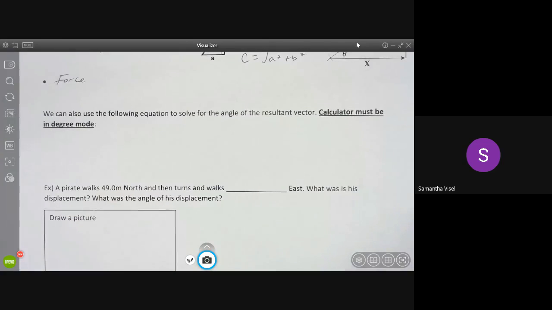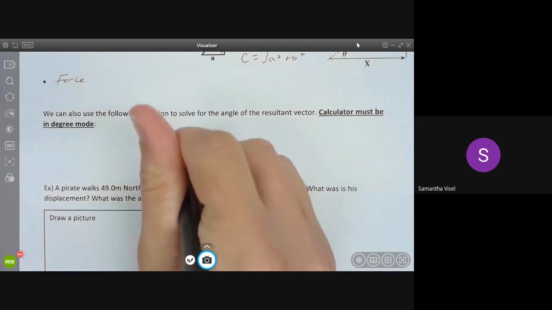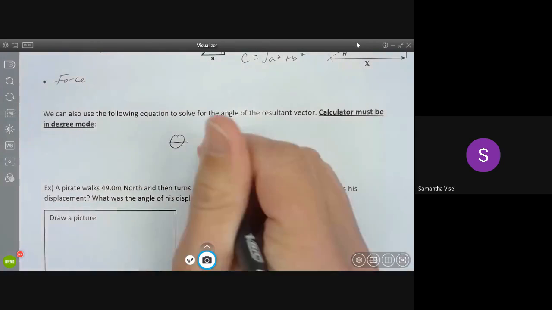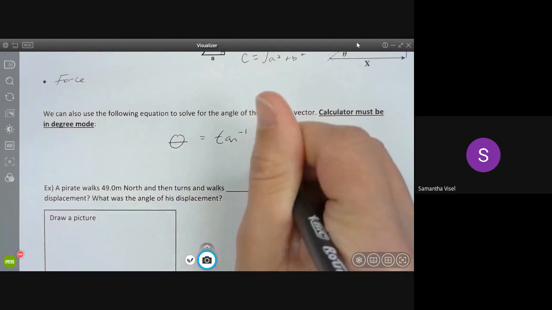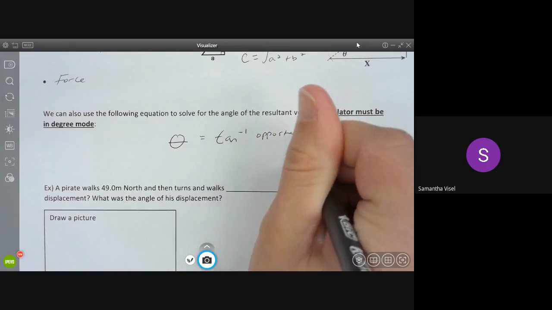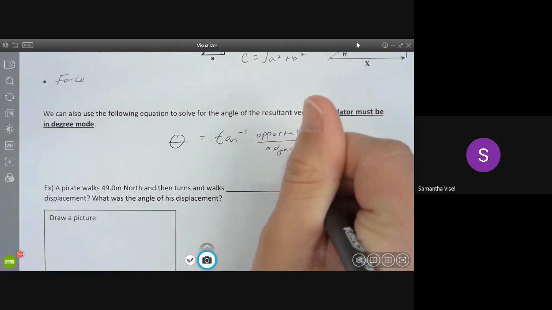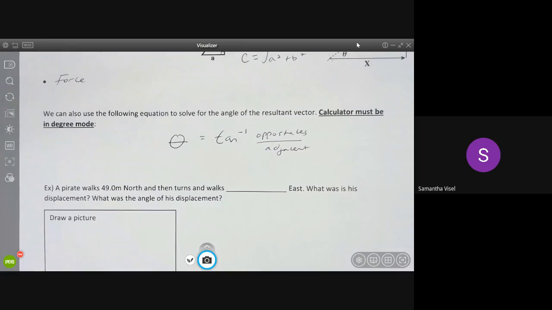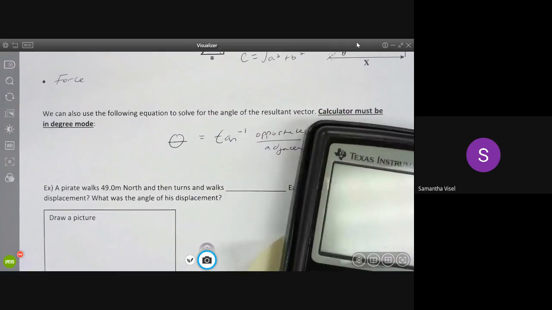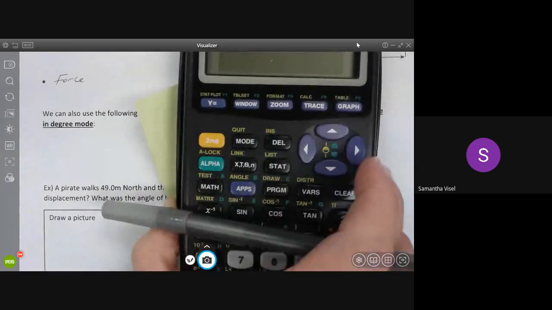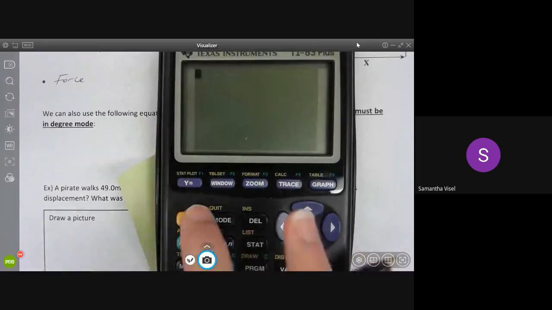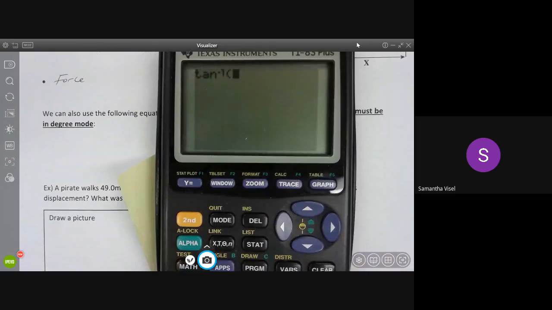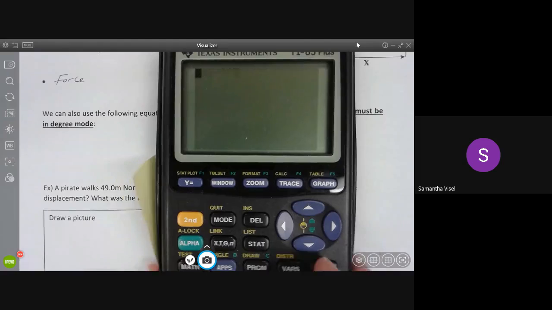So when I'm solving for the angle of a resultant vector, I have theta here that's going to represent an angle. That's equal to the tan^-1 of the opposite leg over the adjacent leg of my triangle, what we call the inverse tan button. On your calculator, wherever your tan button is, you'll see in the background your inverse tan, that tan^-1 sign. You'll hit that second button to get that to pop up, and then in there is where you'll record your angle.